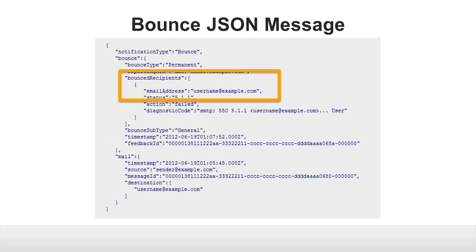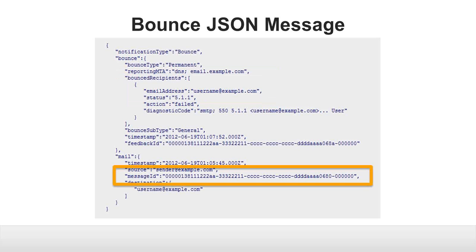Bounce recipients is a list of email addresses that the message could not be delivered to. The bounce code and other diagnostic information will be included per recipient if it is available. And finally, you can use the message ID to identify the original message that was submitted to SES.